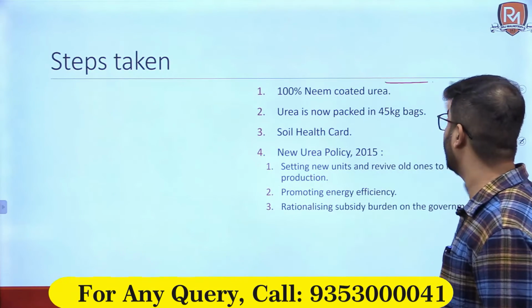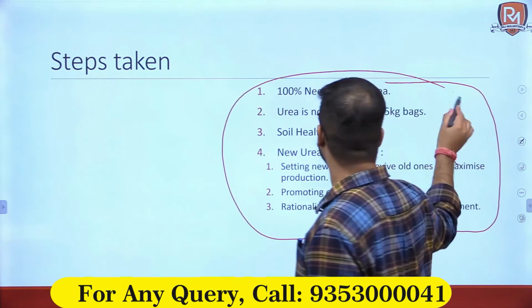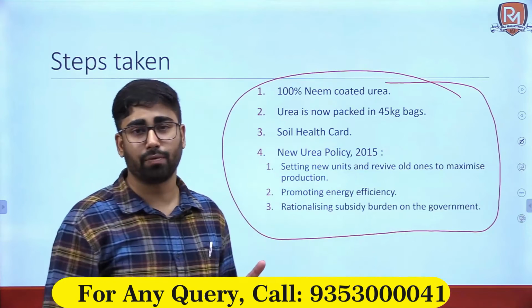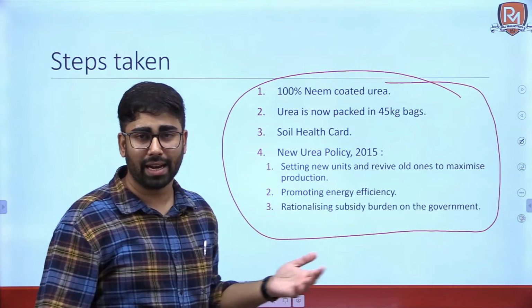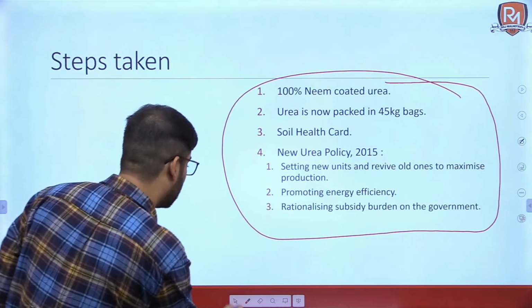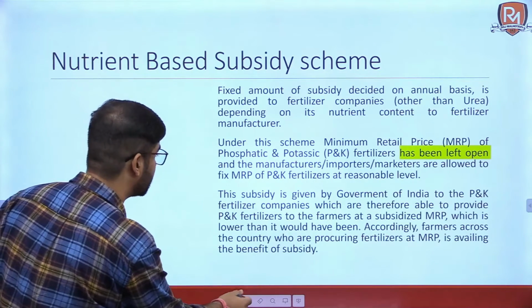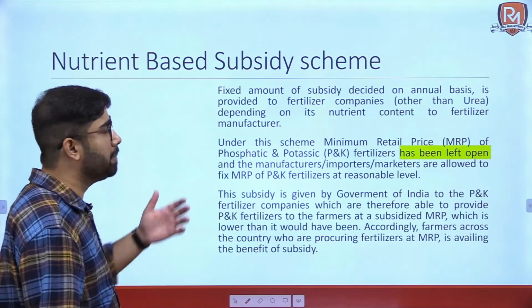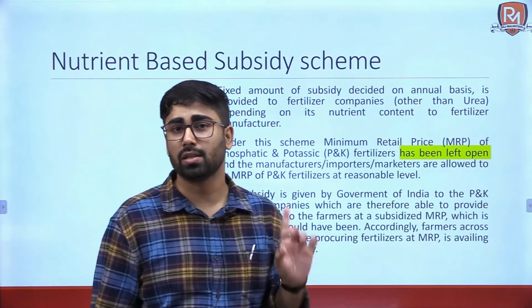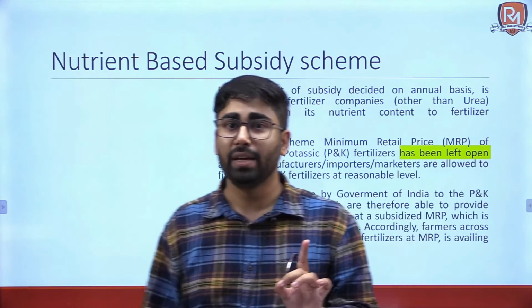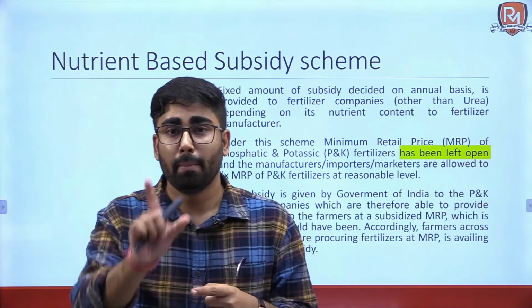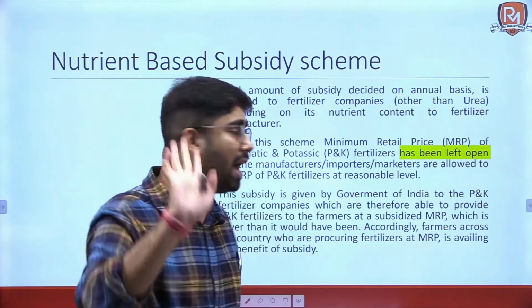These are the steps taken to minimize the harmful effects of urea as well as control its overuse. Okay, you can look at the slide at the later time, okay, or pause this video to look at the slide. And then there is nutrient based subsidy. For non-urea fertilizer, there is nutrient based subsidies where the government tells the manufacturer that we are going to provide you subsidy per nutrient only. Now I'll give you an example.